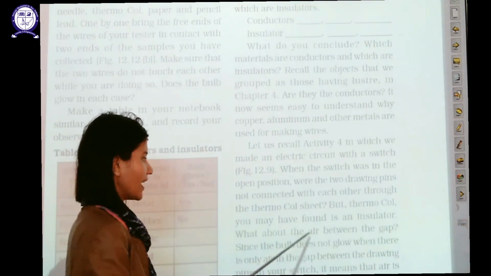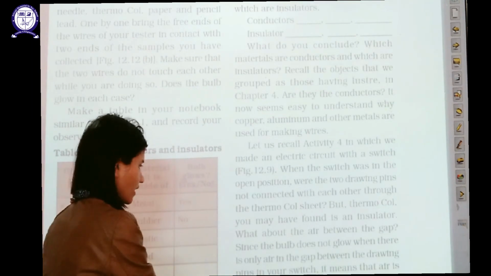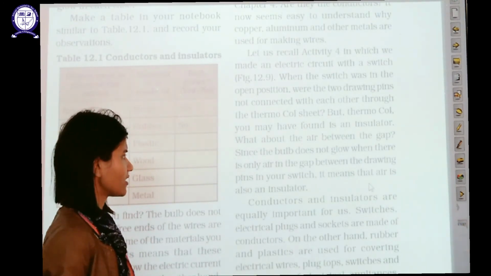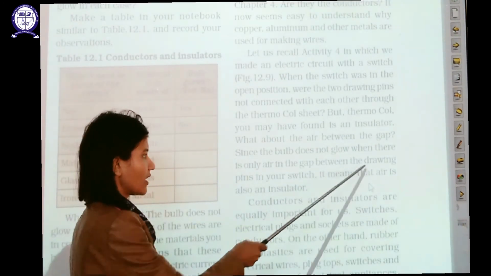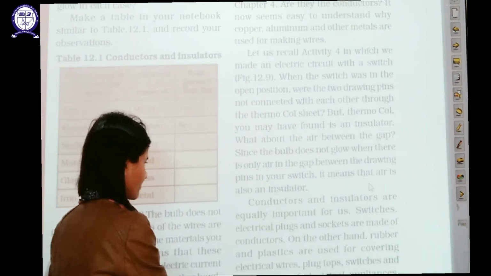Okay, what about the air between the gap? Air again is an insulator. Air will not allow current to flow. Since the bulb does not glow when there is only air in the gap between the drawing pin, so you can say that air is also insulator, which we have just discussed.